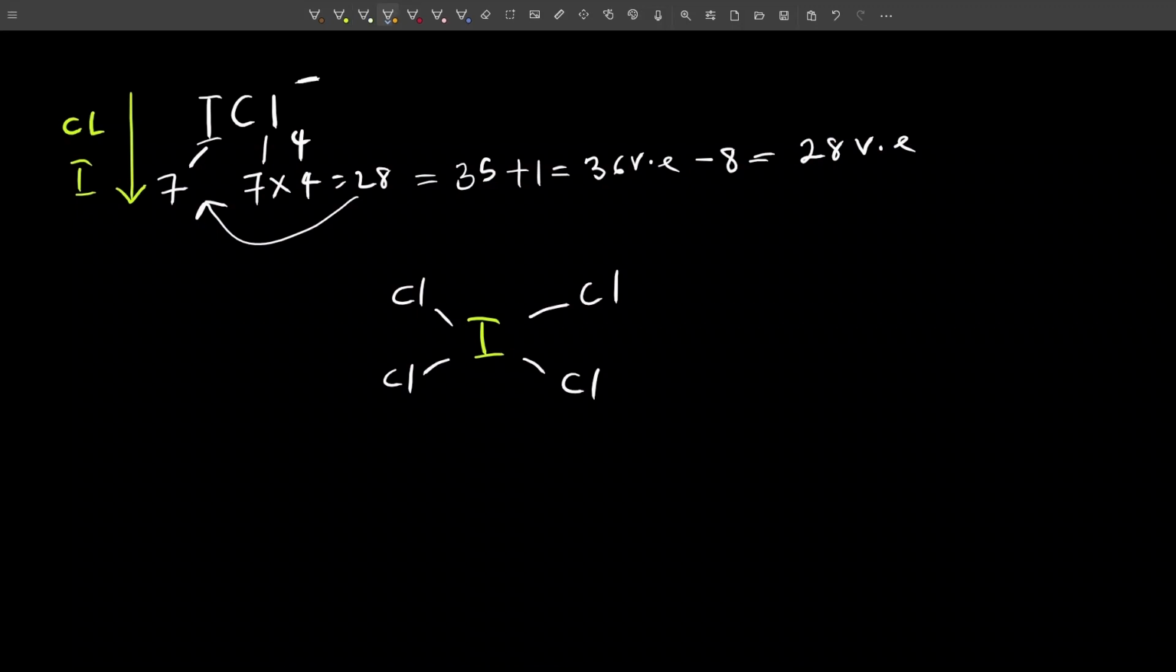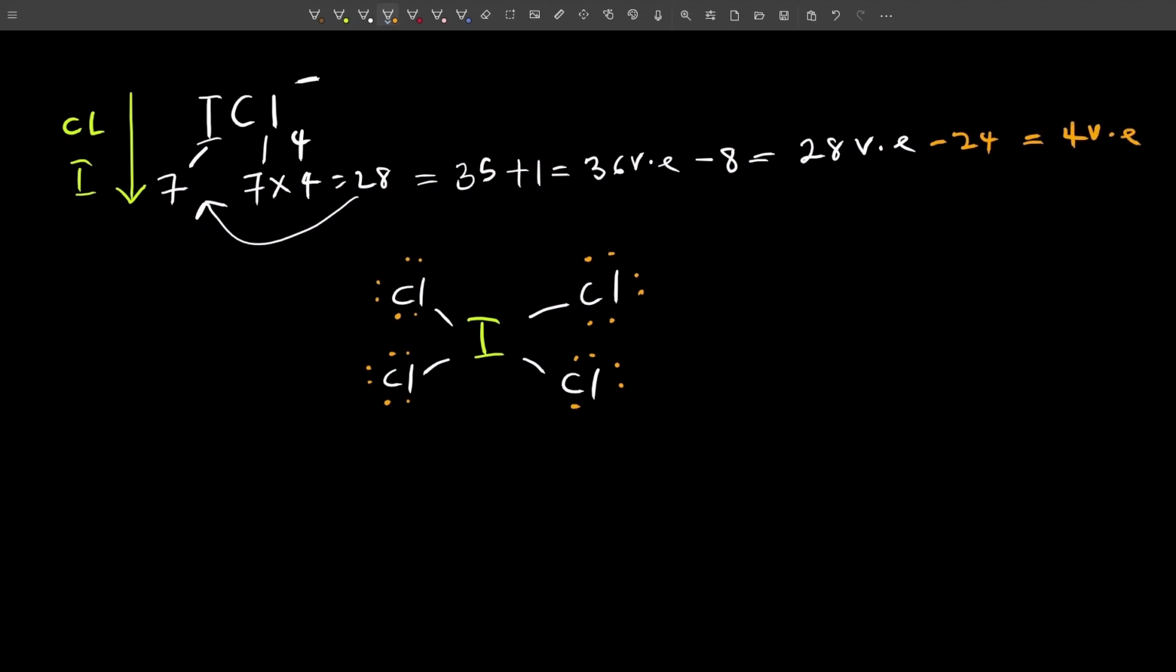What do I do now? I assign the valence electrons to the terminal atoms in order to complete their octet configuration. So let's do that. I'll apply that here, here, here, and here as well. So I gave each atom 6 electrons, and 6 times 4 gives me 24. Remove 24 from 28, and we're going to have 4 valence electrons remaining.